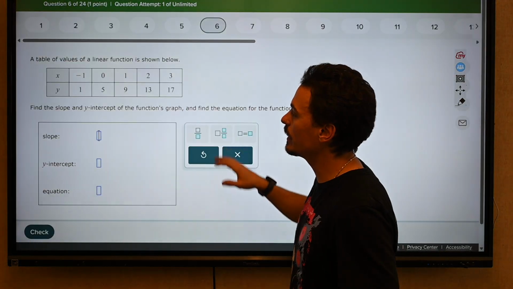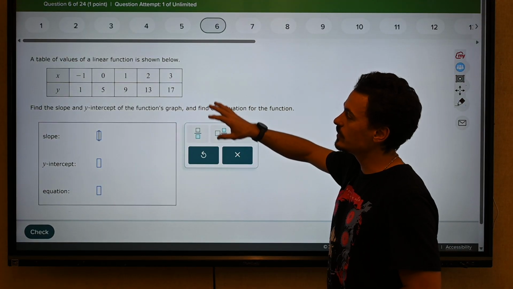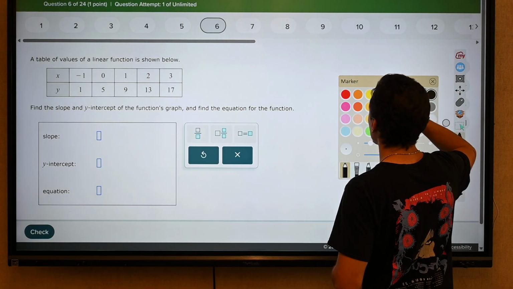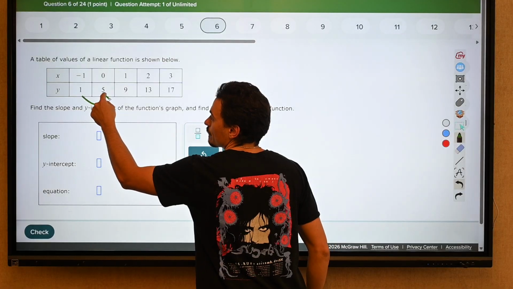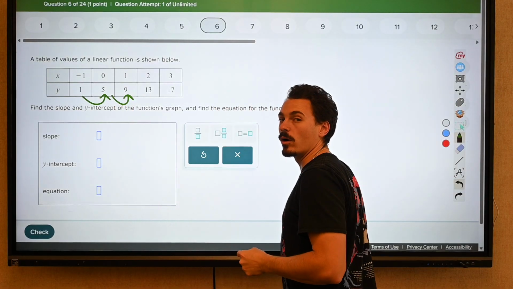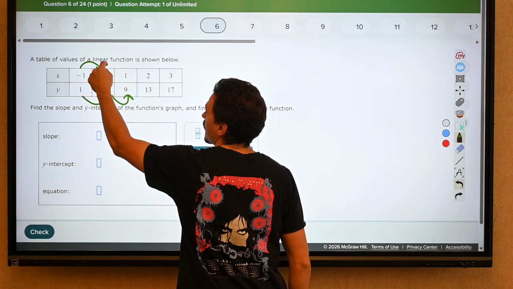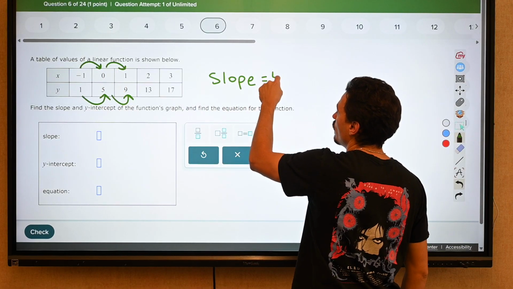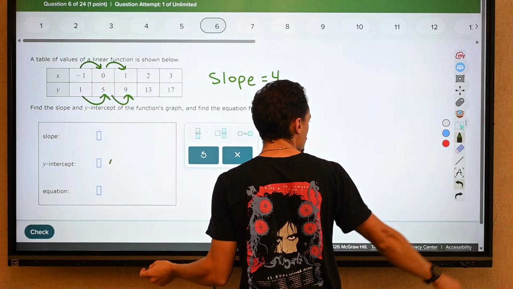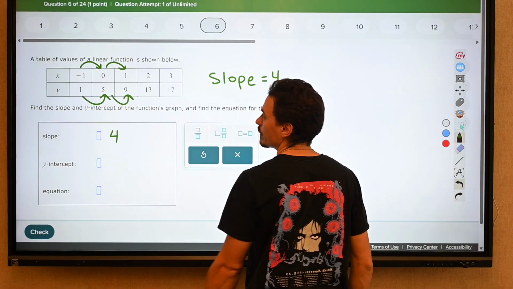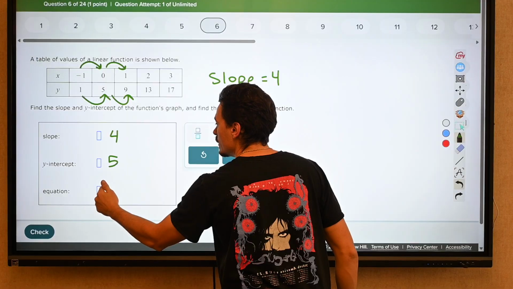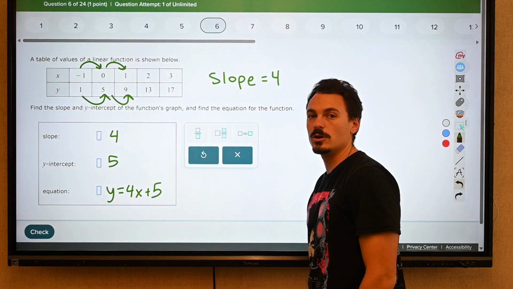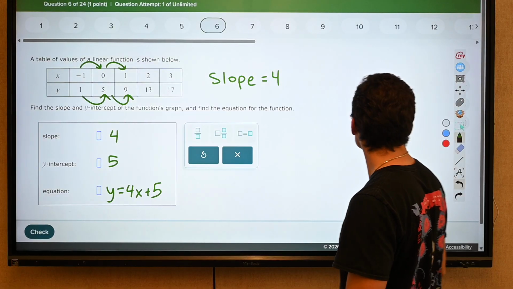Okay, moving on to number 6. Number 6 is going to give you another table. This one I just want to show you real quick. The slope is going up by 4, and the x is changing by 1. So the slope for this one equals 4. The y-intercept is 5, so you get y equals 4x plus 5. Sometimes the slope is positive, sometimes it's negative.